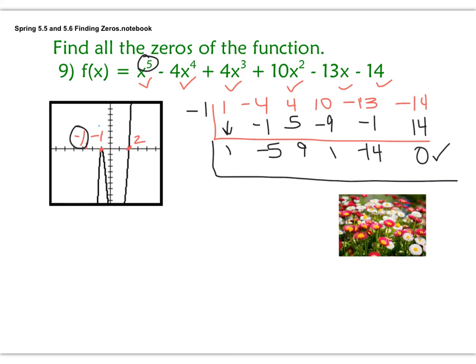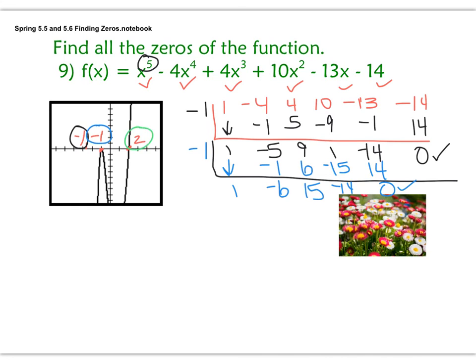All right, moving on to the next one. We're going to try the -1, since it looks like it bounced. Drop that one down. -1 times 1 is -1. Adding gives me -6. Multiply -1 and -6 is +6. Add is 15. Multiply -1 times 15 is -15. Adding gives me -14. And then multiply gives me +14 and gives me the 0 that I want. All right, so that one worked.